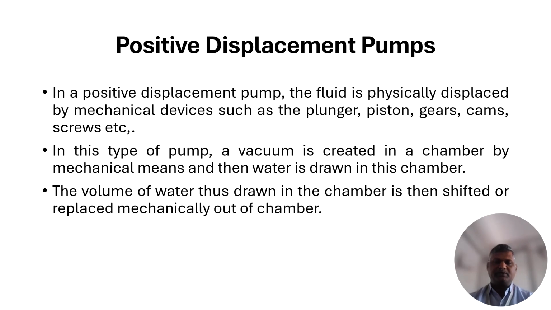So what are positive displacement pumps? In a positive displacement pump, the fluid is physically displaced by mechanical devices such as plunger, piston, gears, cams, or screws. In this type of pump, a vacuum is created in a chamber by mechanical means, and then water is drawn into this chamber. The volume of water thus drawn in the chamber is then shifted or replaced mechanically out of the chamber. So by using this chamber, the water discharge is constant. At the end of the suction we can provide the chamber, where the water or any liquid sucked from the lower elevation is occupied, so that a constant discharge rate is provided by the positive displacement pumps.